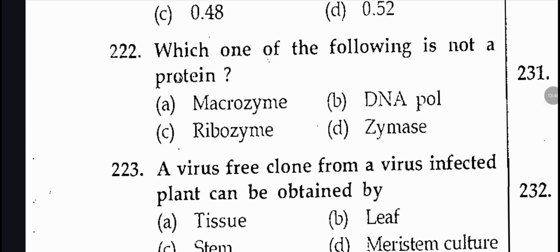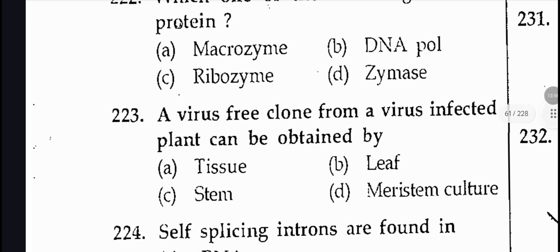222. Which of the following is not a protein? That is the C, ribozyme. Yes, it is not a protein. Virus free clones from virus infected plants can be obtained by meristem culture.